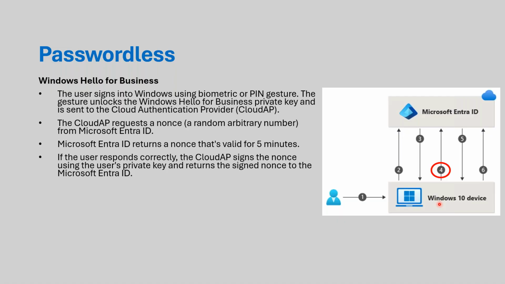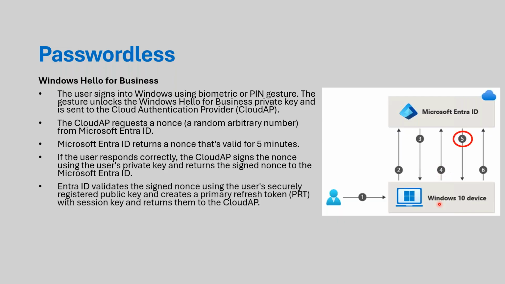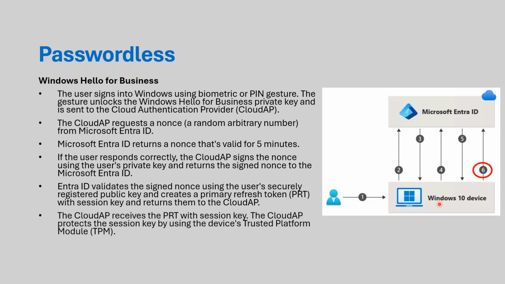This nonce is the pop-up of an enter a number or something like that. If I respond correctly, it now takes this private key that it unlocked with the gesture earlier back in step 1, signs it, and says, yep, this is the person who passed the initial gesture and they passed this nonce challenge. So I'm going to sign it and send it back up. And then Entra will validate that it's correct, and will pass down a token that will let me start gaining access. And then it will protect that token for future use.